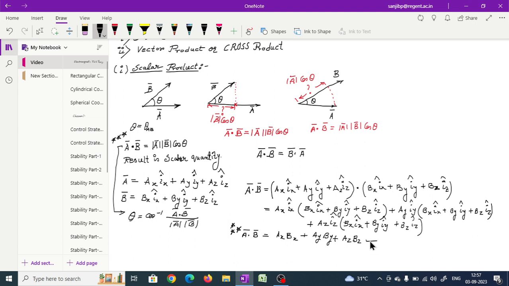If the vectors A and B and the angle between these two vectors are known, then you can apply this formula. Otherwise, the other formula will be preferable. And if you want to know the angle between these two, you will use this formula. You have to remember this formula, and using these formulas you will get the angle between the two vectors.